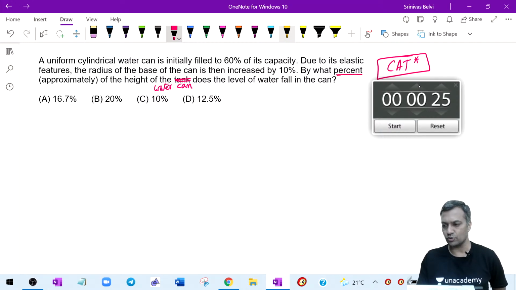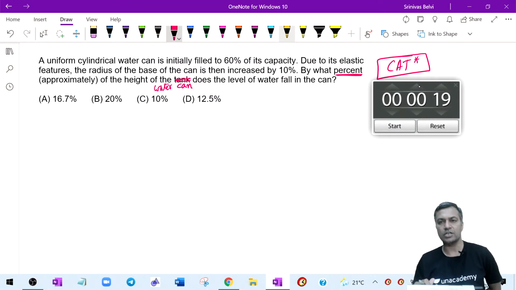Percentage change. Kushagra, you just have to calculate the percentage change in the height. How much did it decrease? By what percentage did it decrease?